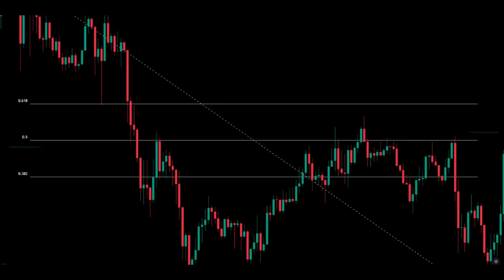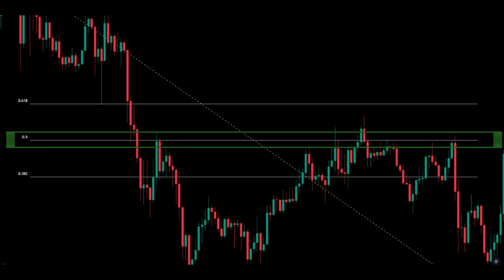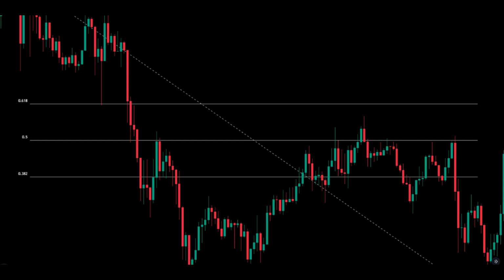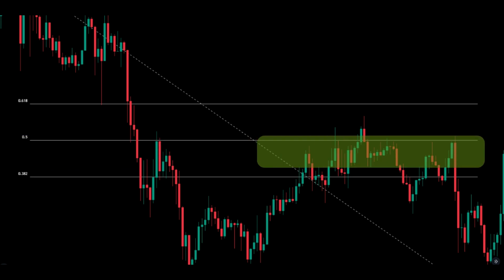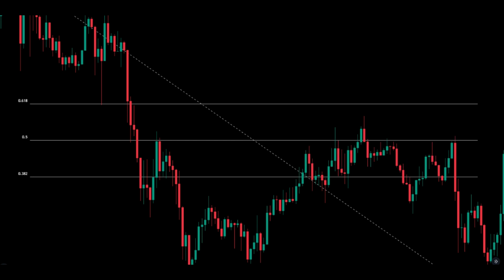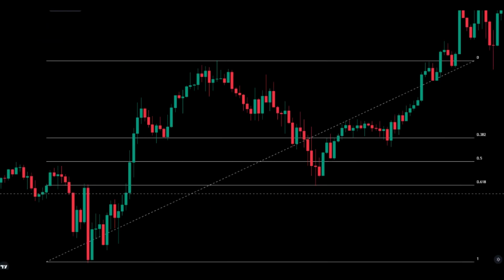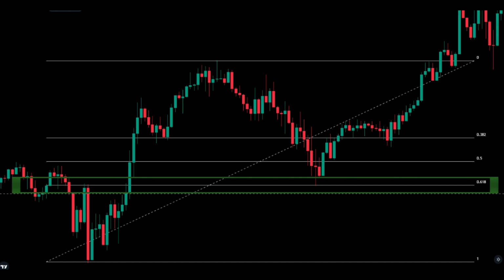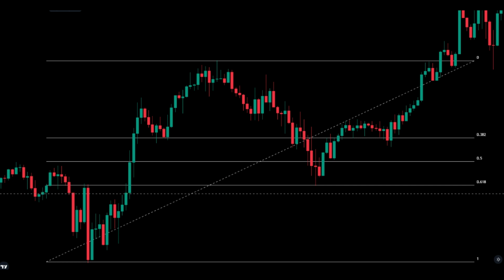The 50 level. It's generally not a regular Fibonacci level, but a psychological level. In this area, we can see some consolidation movements, and it's not a strong level. The 61.8, also called the inverse gold ratio. It's a level at which we can expect a reversal movement, and most of the traders look for it.